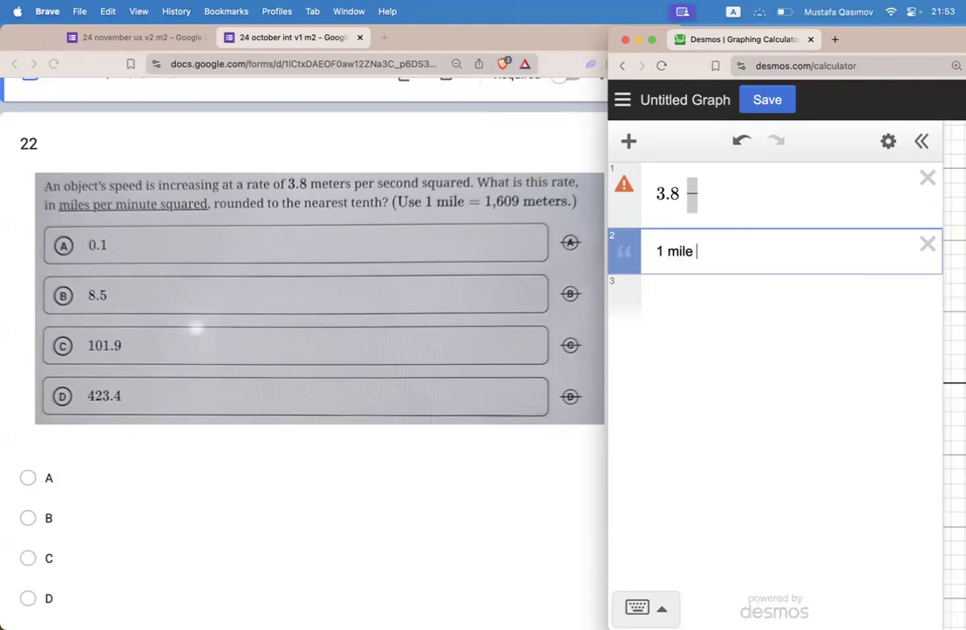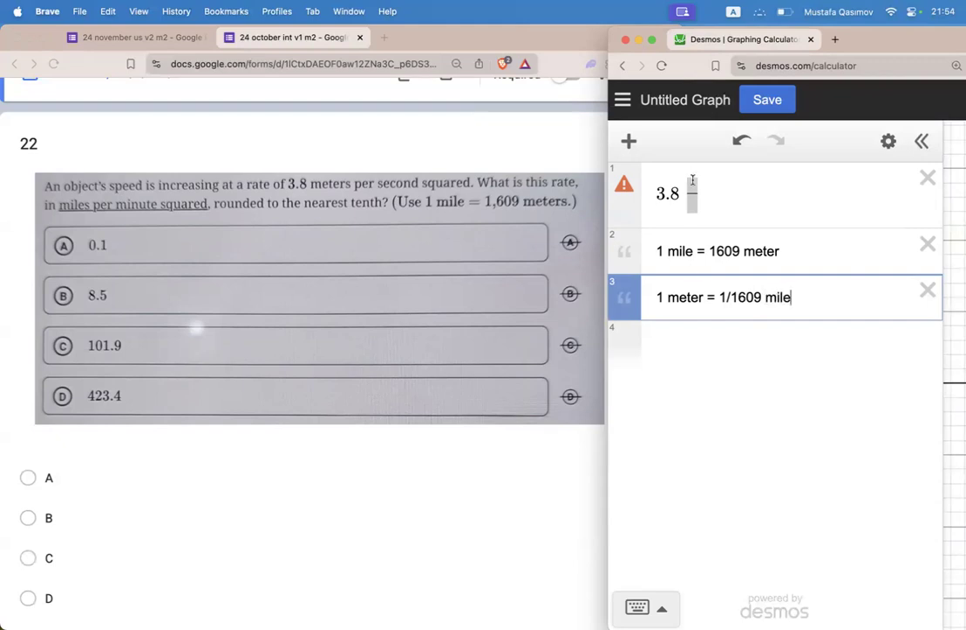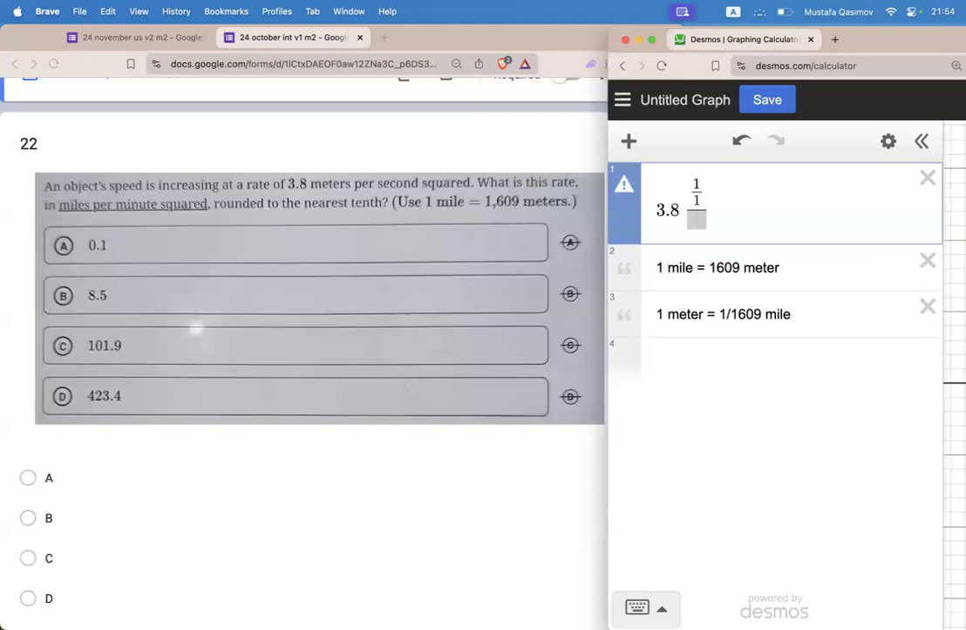Okay, 1 mile is equal to 1609 meters. Because we have meters here, we have to convert to miles, so we have to find 1 meter here. 1 meter is equal to 1 over 1609 mile, right? So it means that we can write instead of meter 1 over 1609 mile. So it will be mile.